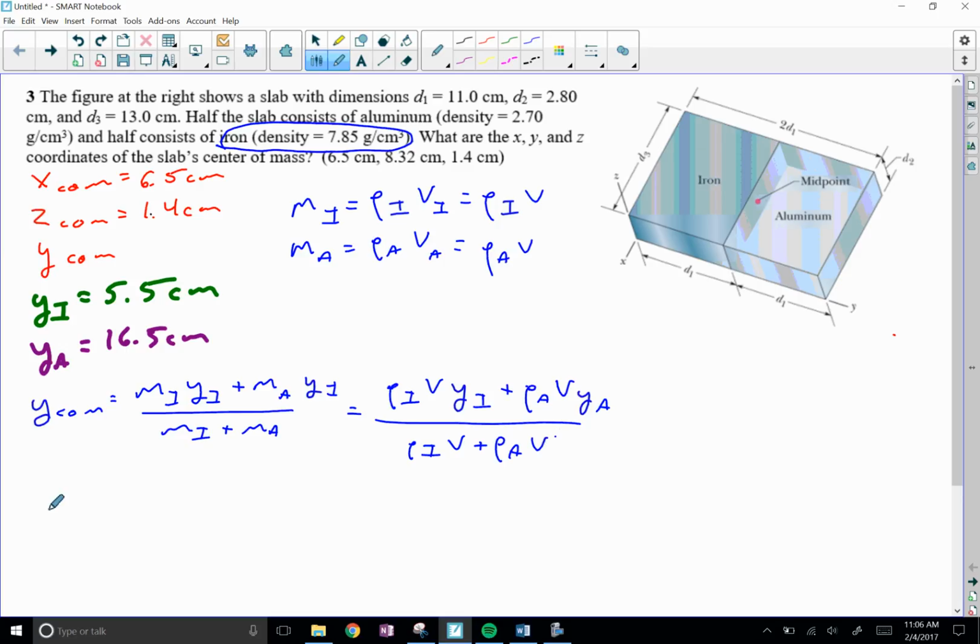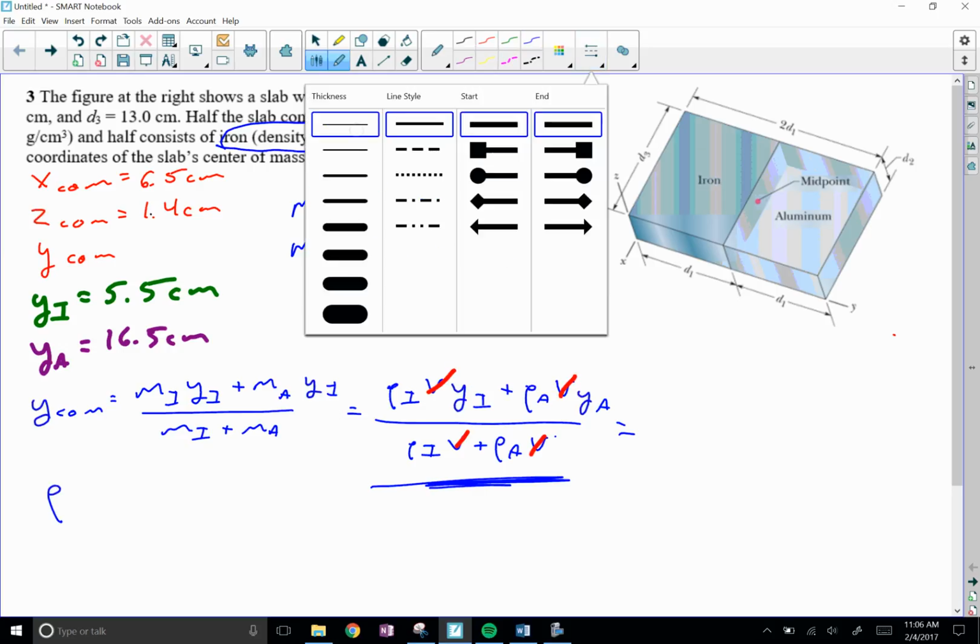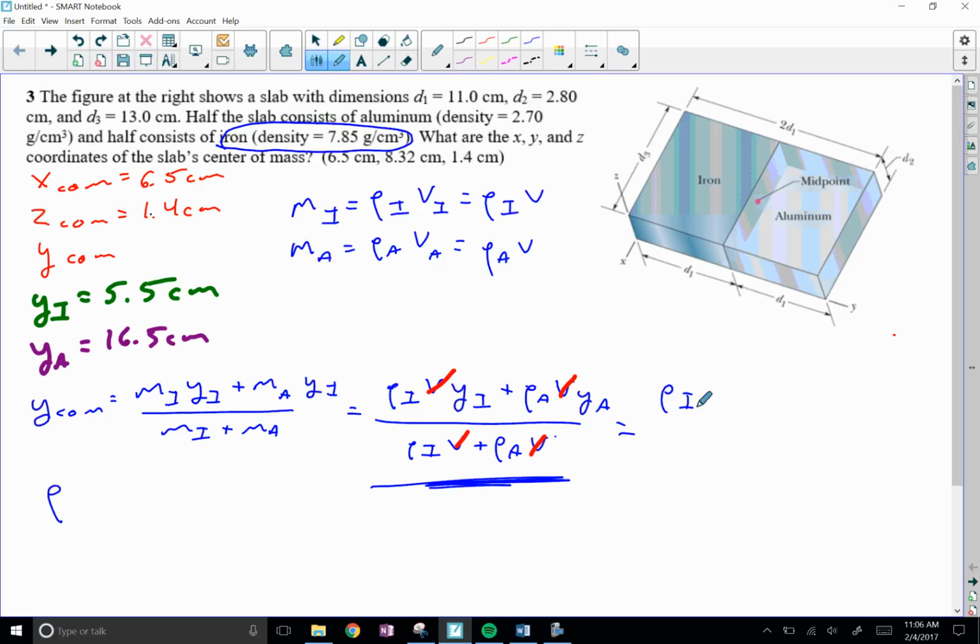Hopefully you figured out by now this Greek letter rho is usually what people use for density. So if we look at this expression, you hopefully notice that if I divide the top and the bottom by V, all of these V's cancel out. So I'm left with density of iron times the y position of the iron plus density of aluminum times y position of the aluminum, over density of iron plus density of aluminum.